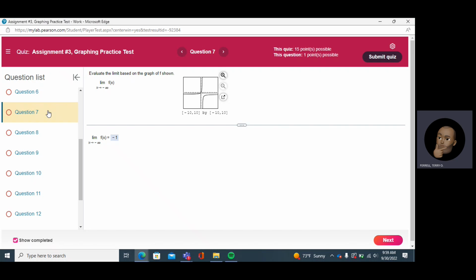All right, let's find another limit function. Same idea with this one. This time we're just asking, what's the limit of f of x as x approaches negative infinity?